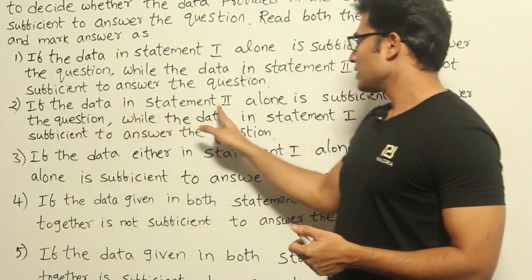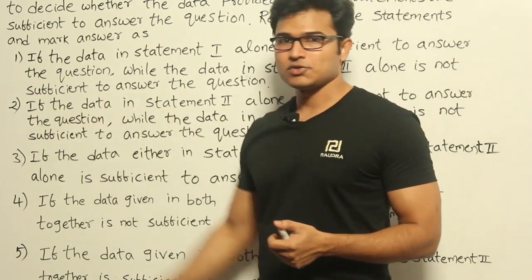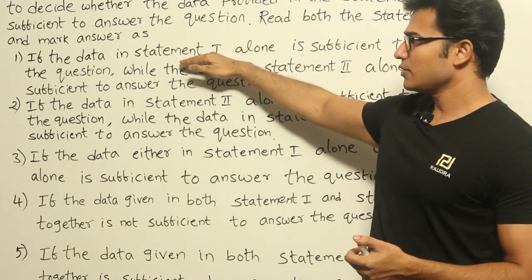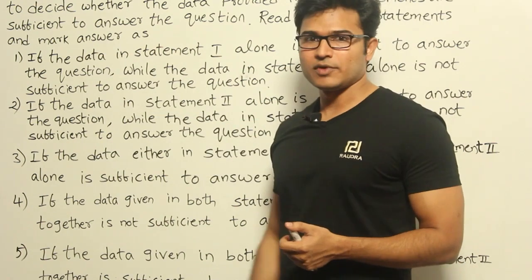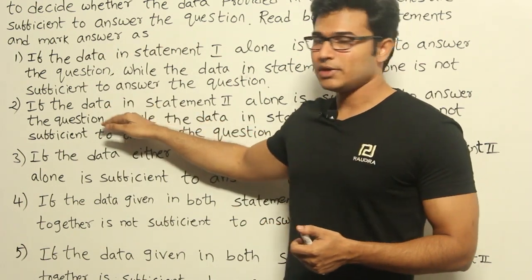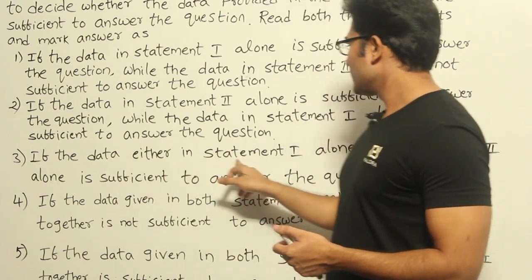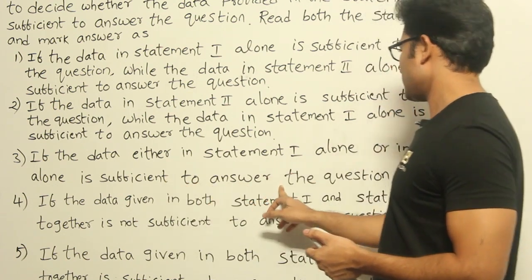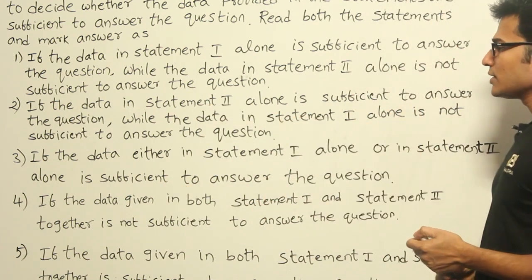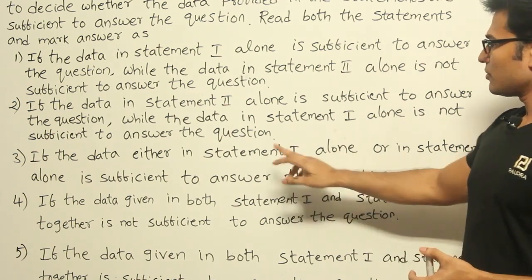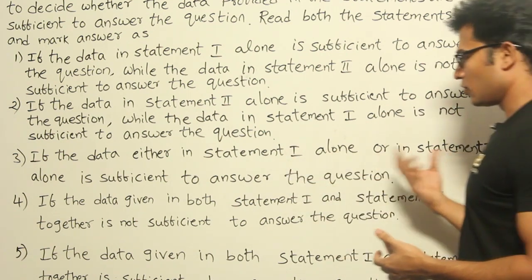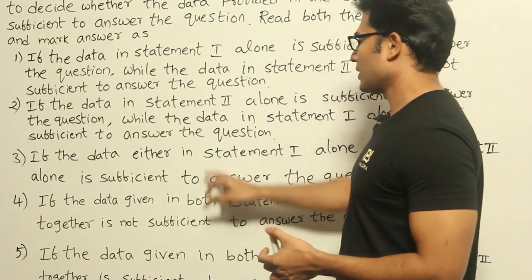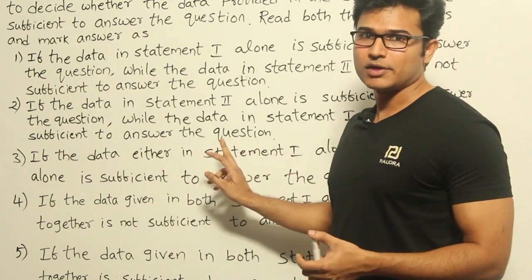And if the data in statement 2 alone is sufficient, while the data in statement 1 is not sufficient to answer the question, then give the answer as 2. So if you are going to use statement number 1 but not 2, then the answer is going to be 1. If you are going to use statement number 2 but not 1, then the answer is going to be 2. If the data either in statement number 1 alone or in statement number 2 alone is sufficient to answer the question, then your answer is going to be 3. So what does it mean? Either you are using statement number 1 to answer it or statement number 2 to answer it. If both of them are going to give you the answer, then the answer is going to be 3. Either statement number 1 or statement number 2, okay?